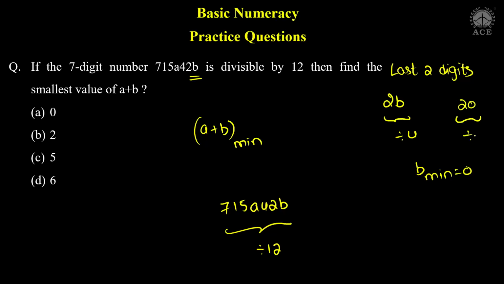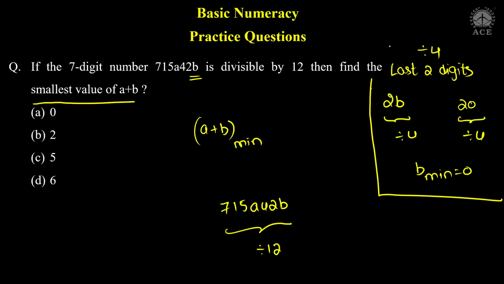You need the smallest value of a plus b, right? A plus b smallest value you have to find, so I have to take the minimum value for b. So b minimum is nothing but 0. This is regarding divisibility by 4. If you want to check whether a number is divisible by 4, whatever big number it might be, we should check the last two digits, my dear friends. The last two digits here are 2b. They're asking the minimum value or smallest value of a and b, so b minimum is nothing but 0.